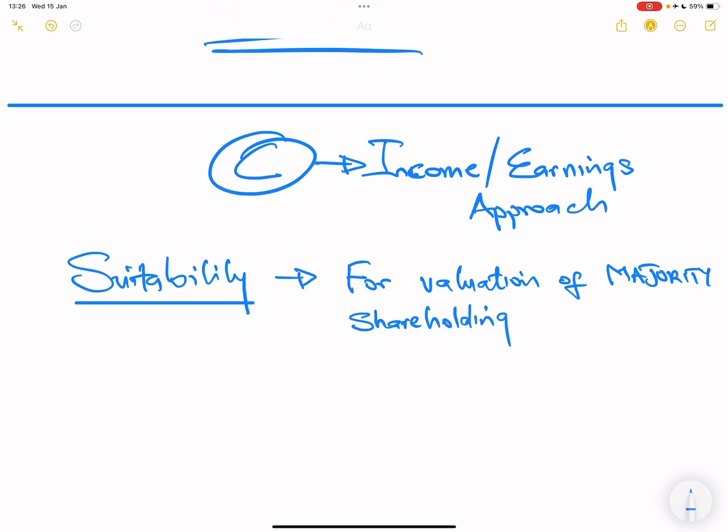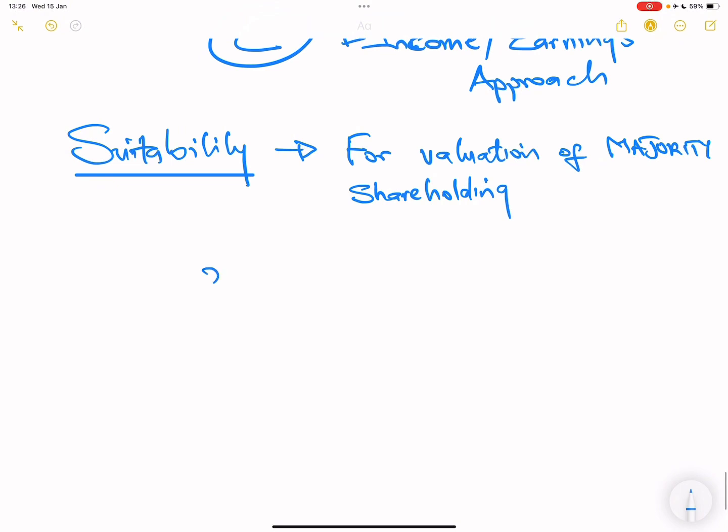Because they have control to expand the business, they have control to generate more earnings. Those are the things that will definitely increase the price of the company, increase the earnings of the company. And in that case, it's good for them to value their investment using the expectation of the future earnings from the business, because in their hands, they control it, right?